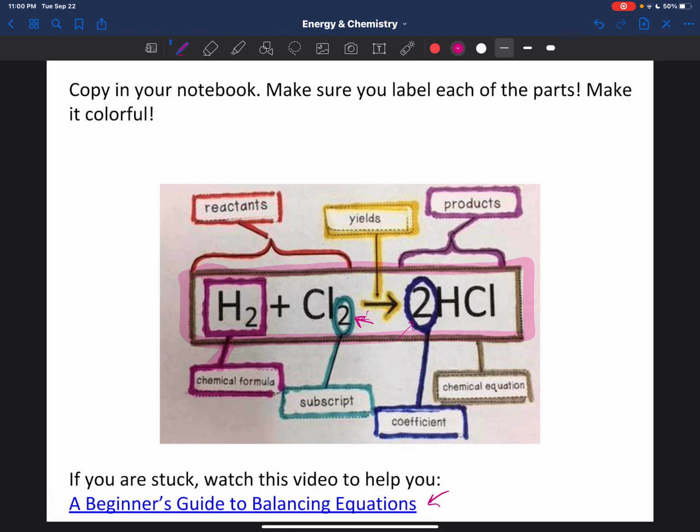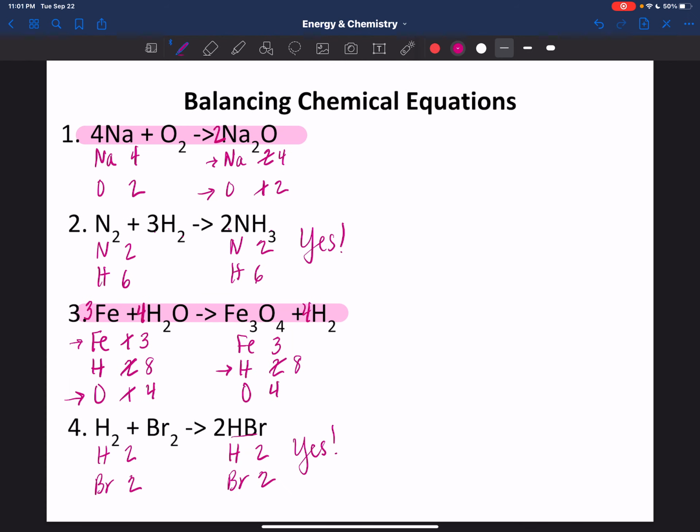And then what I want you to do is copy this in your notebook. So definitely label the parts and make it colorful just so that way you have it in one spot what all the pieces are. If you get stuck with balancing equations, I have a video on my slides that you're welcome to watch. That's down here. You are welcome to watch that if you need to. And then we'll be doing some assignments that go along with balancing equations here.